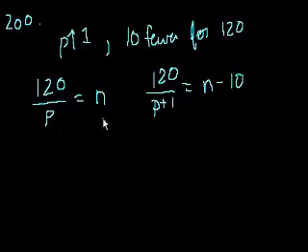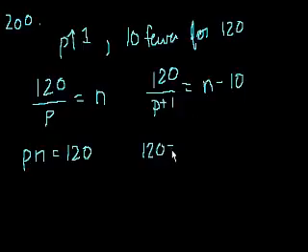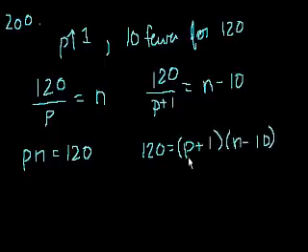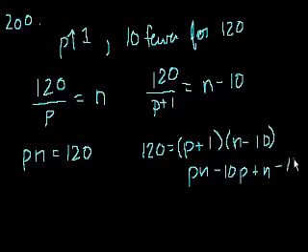Now we have two equations and two unknowns, and they're not linear equations, but I think we should be able to solve them one way or the other. So here we get P times N is equal to 120. And here, we can multiply. We have 120 is equal to P plus 1 times N minus 10. So that's equal to P times N minus 10P plus N minus 10.